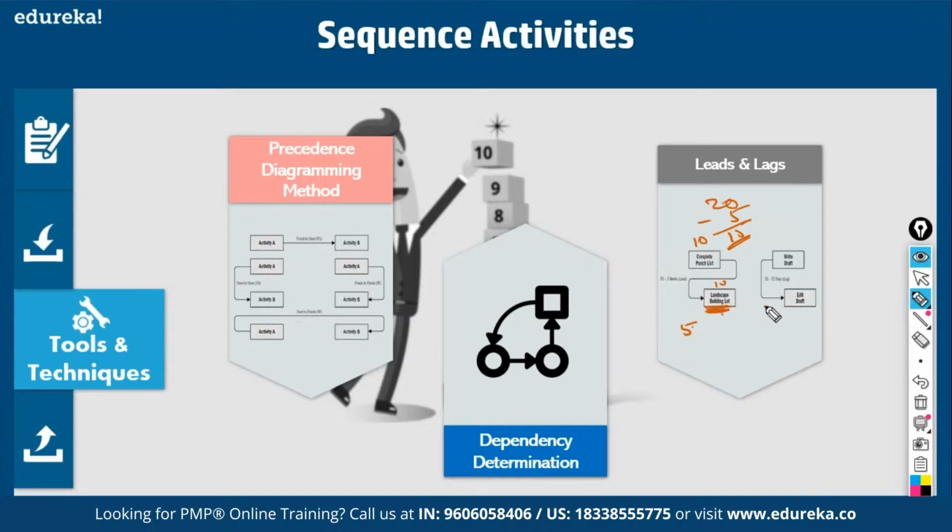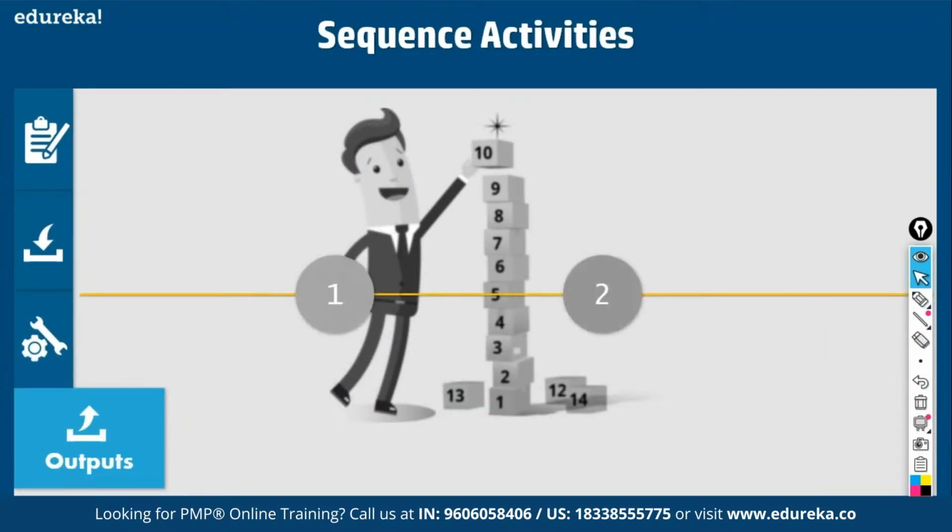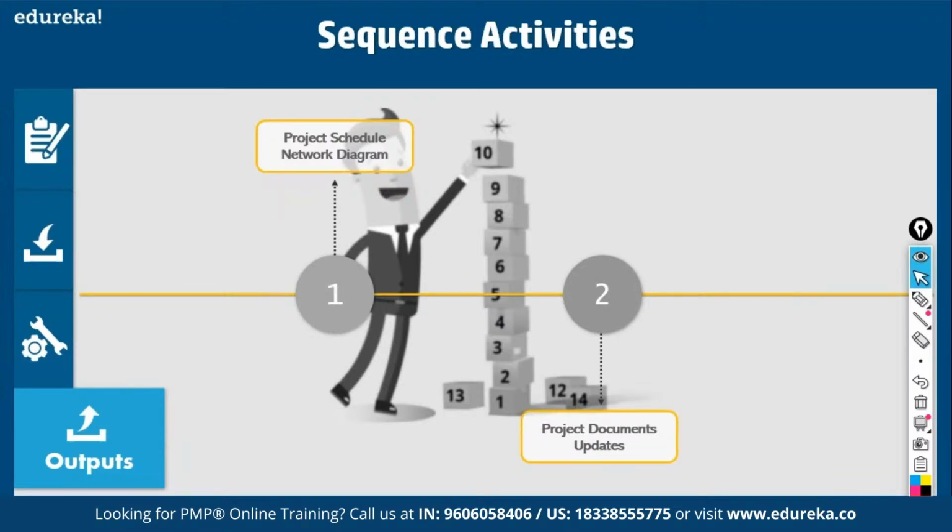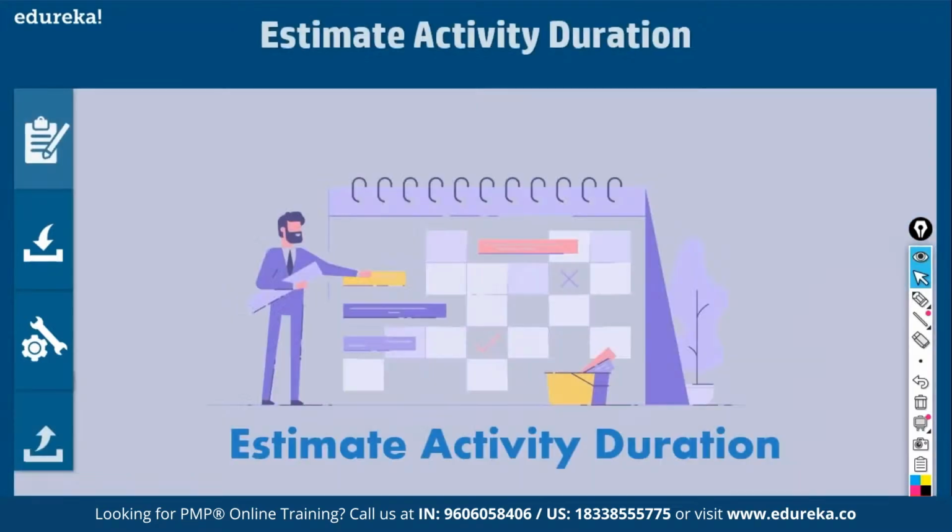Lag refers to delay. Okay, see, both of these are start to start. This will take 10 days. This will take 10 days. So both should end in 10 days. But you've introduced a delay of 5 days in the next activity. So to that extent, it gets extended to 15 days. So that is called lag. So when you come up with network diagrams, you have to use leads and lags. Fine. Then you come up with network diagrams as an output, and you also update different project documents.